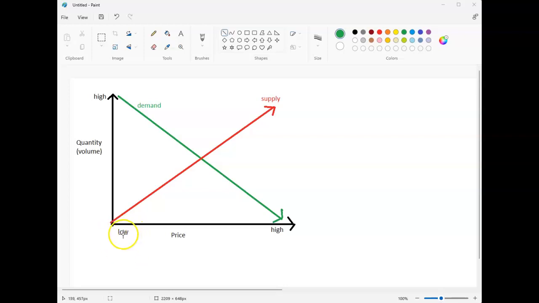So when price is low, demand is all the way up here. It's high. When price is low, supply is low. And vice versa. When price is high, supply is high, and demand is low. The quantity, volume is low. Very important. You can find this in any economics textbook. This is the foundation of economics and price discovery. This is it.